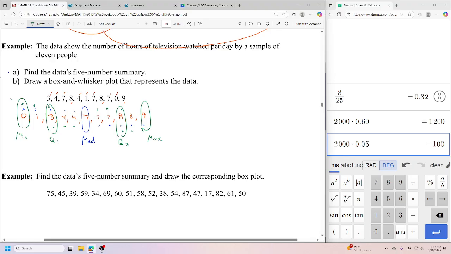So it says, what's the 5-number summary? This is a very simple thing. We go 0, 3, 7, 8, and 9. That's the numbers that they're looking for. If they have little boxes and you put the numbers in, it would look like that. They ask for 5-number summary, we're done.